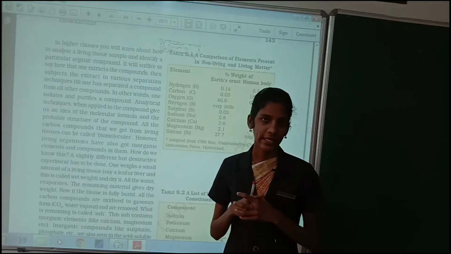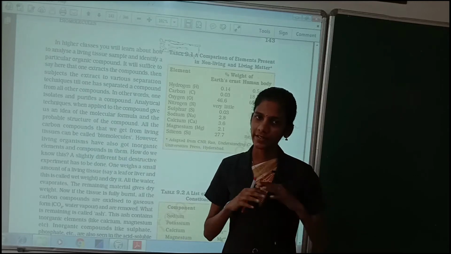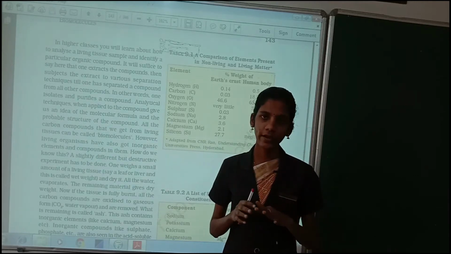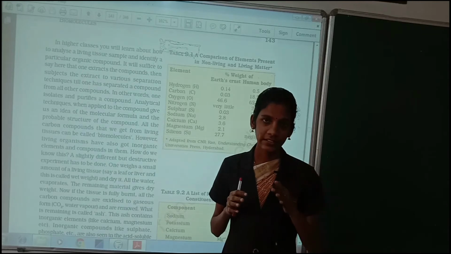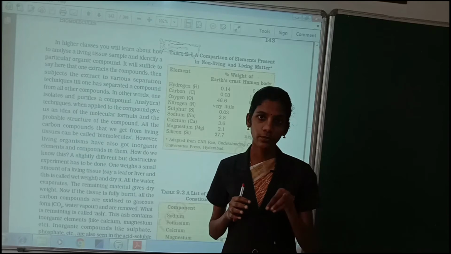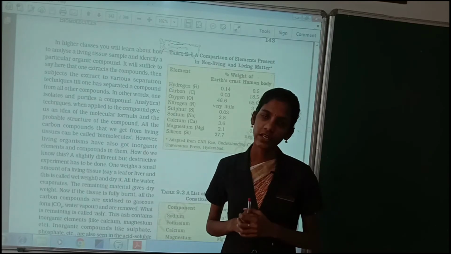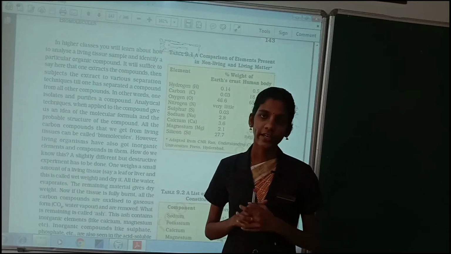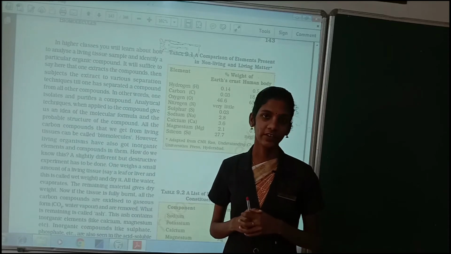At last, the compounds which are present in the retentate can be isolated and purified. With the help of various analytical techniques like chromatography, we can identify the molecular structure as well as the chemical formula of these biomolecules or organic compounds. Okay, hope you have understood.